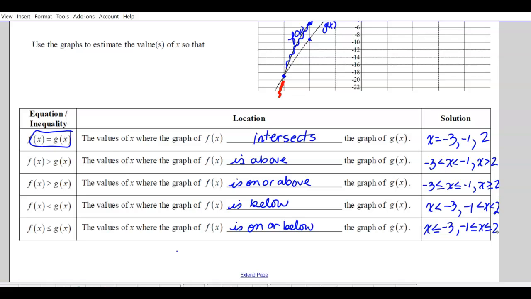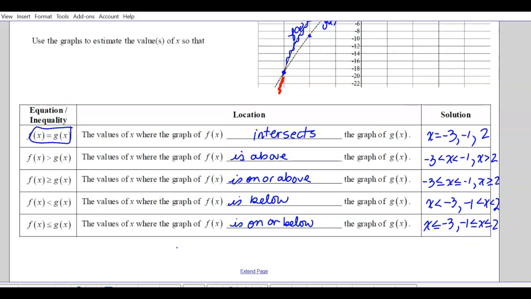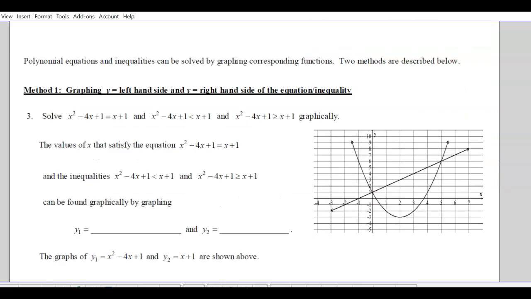Okay, so we're just reviewing again how to solve this. That graph was given to you. They're not always going to be given to you. Sometimes it's the equation or the simplified form of it. Okay, so we're going to graph corresponding functions. Two methods. Method one, where we graph y equals the left-hand side, y equals the right-hand side. And method two, we won't get to that today, but that's where we put everything on one side.